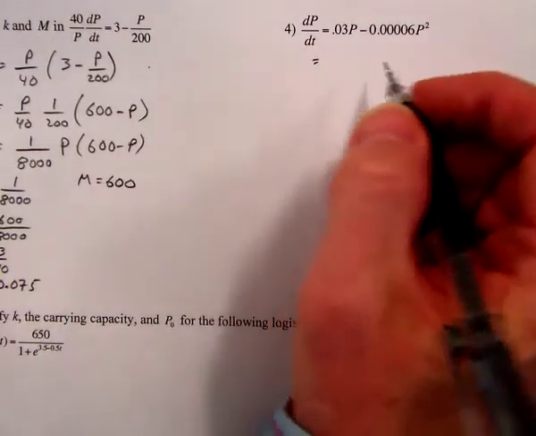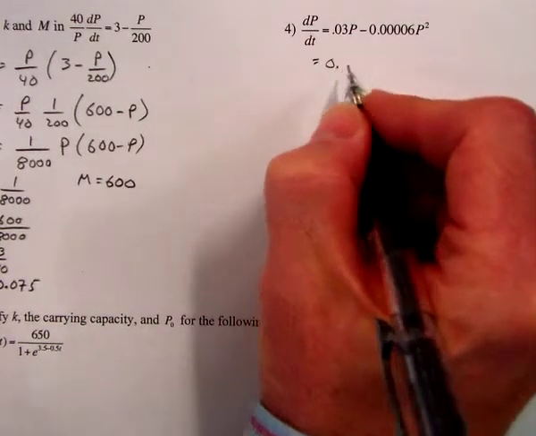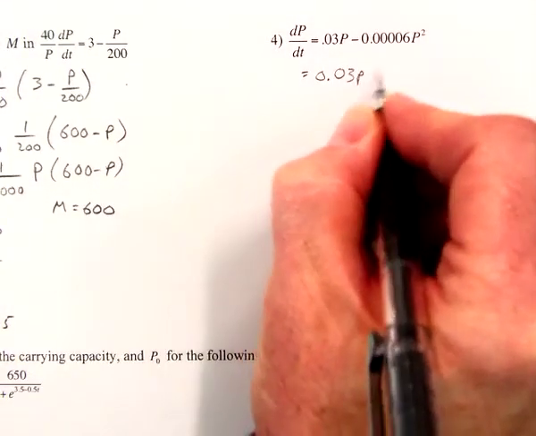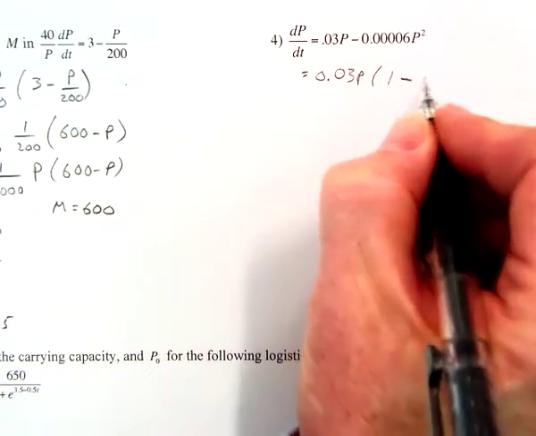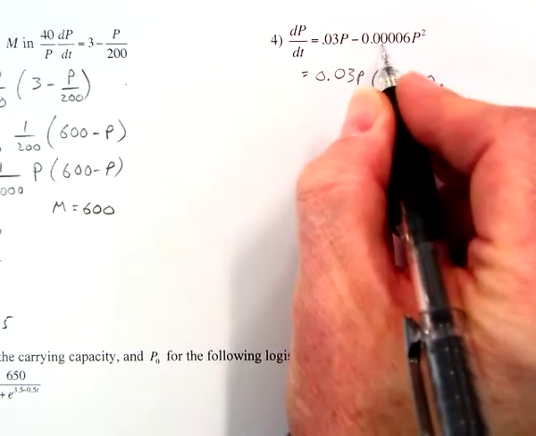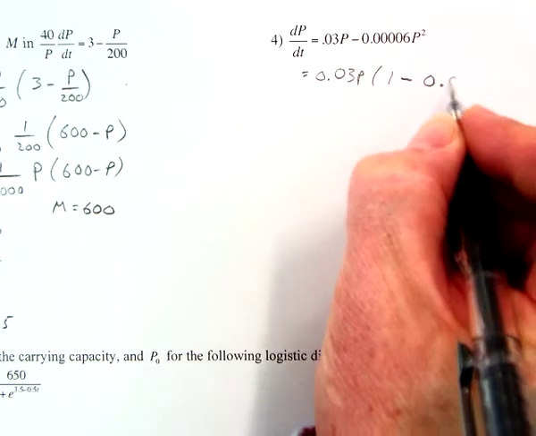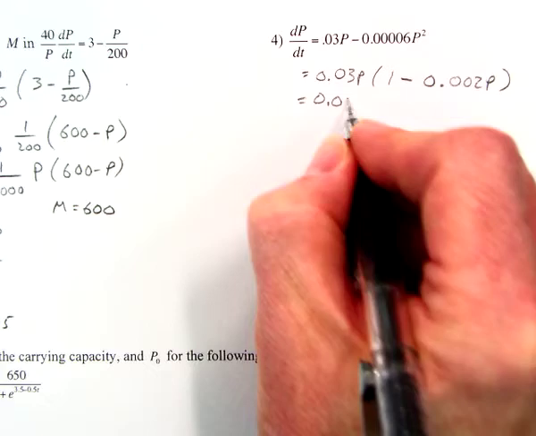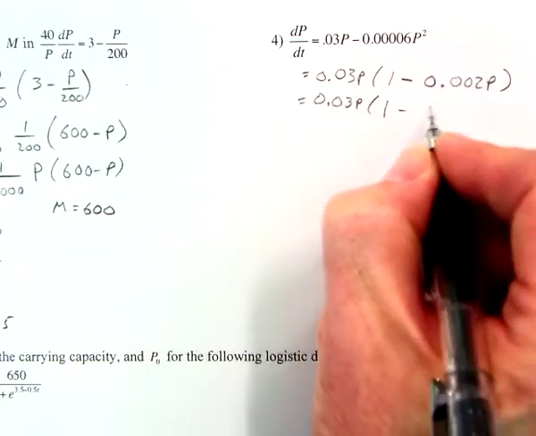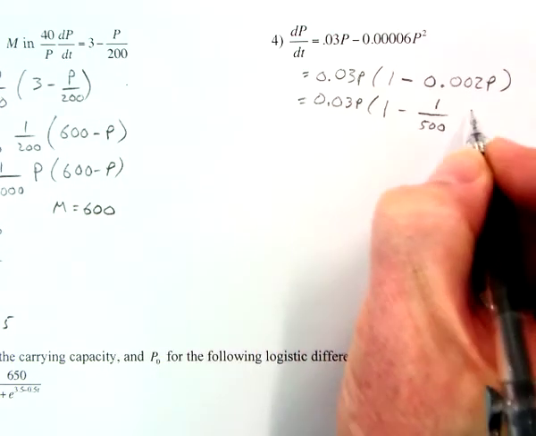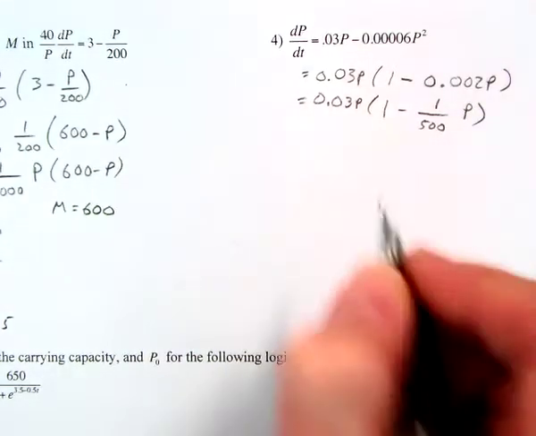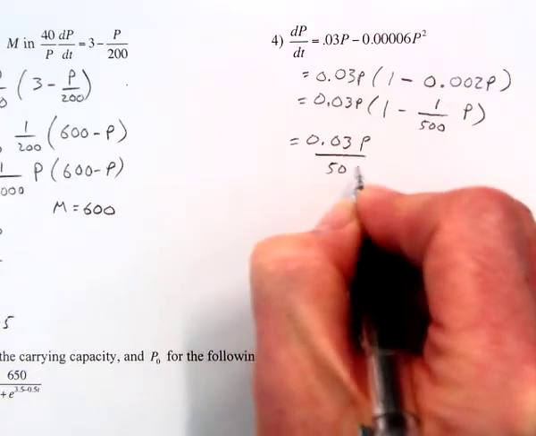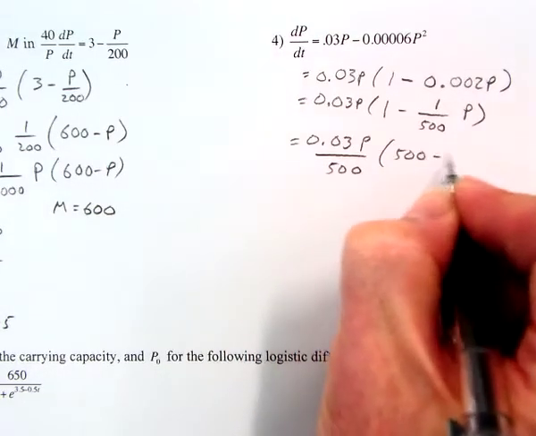So it's similar to that second form. We can factor out the 0.03P, and then we have 1 minus. Be careful, there's a lot. You can count them up here, and you get 0.002P. Let's rewrite that. We have 0.03P times the quantity of 1 minus 1 over 500 P. And let me factor out that 500. 0.03P over 500 times the quantity of 500 minus P.